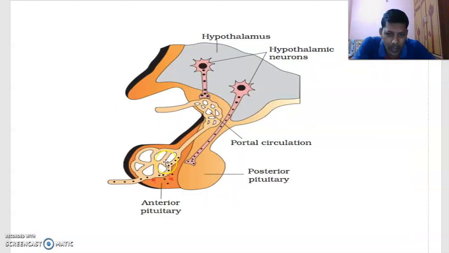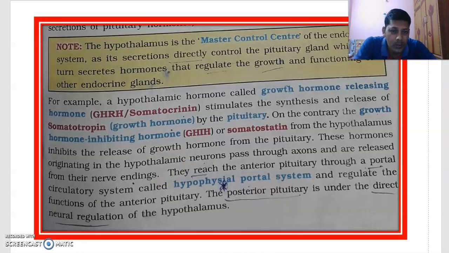How can they come to the anterior pituitary? There is a portal circulation here, very important: the hypophyseal portal system. Earlier you learned the renal portal system and the hepatic portal system. This is the hypophyseal portal system. These hormones reach the anterior pituitary through the portal circulatory system. There are three types of portal systems we find in animals: hepatic portal system, renal portal system, and earlier I explained these portal systems in the circulatory system also. This third portal system, the hypophyseal portal system, regulates the functions of the anterior pituitary.